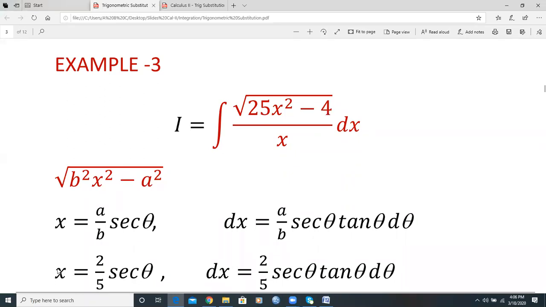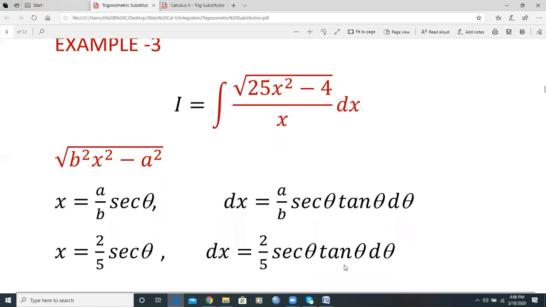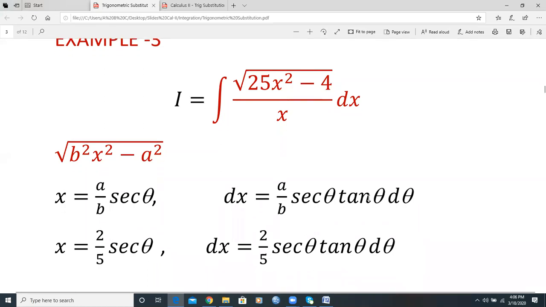So therefore, we make the substitution x is equal to 2 over 5 sec theta. So therefore dx actually becomes 2 over 5 sec theta tangent theta d theta. So in this integral we will replace x by 2 over 5 sec theta and dx by 2 over 5 sec theta tangent theta d theta.